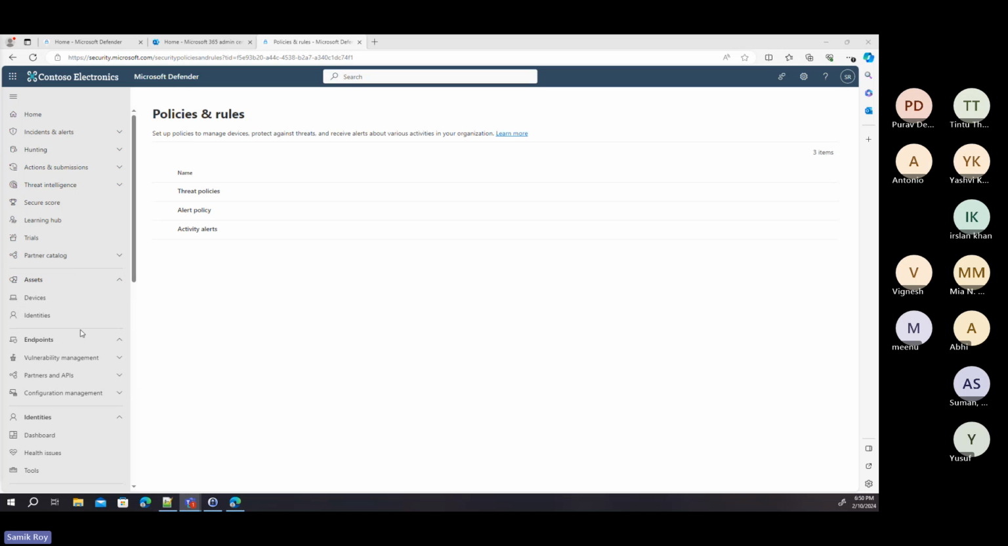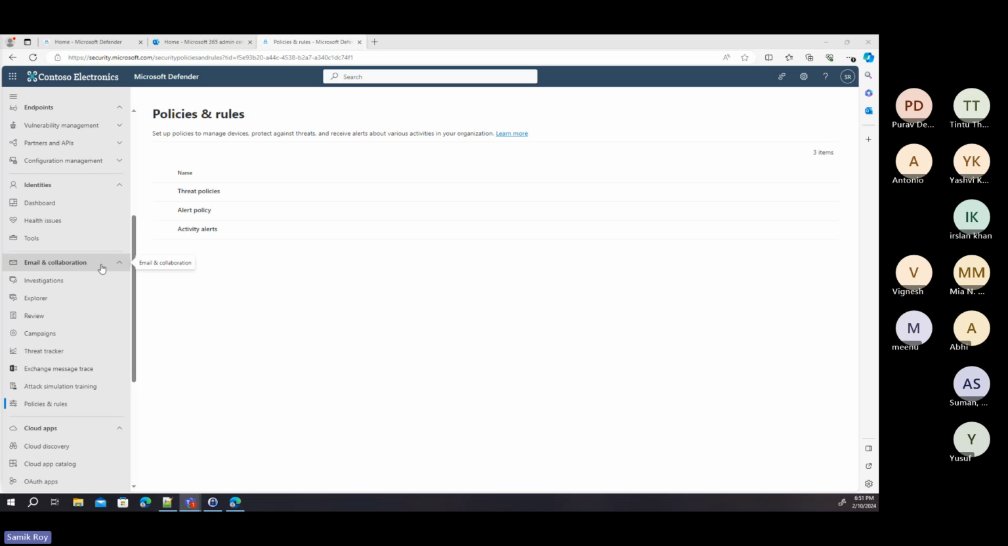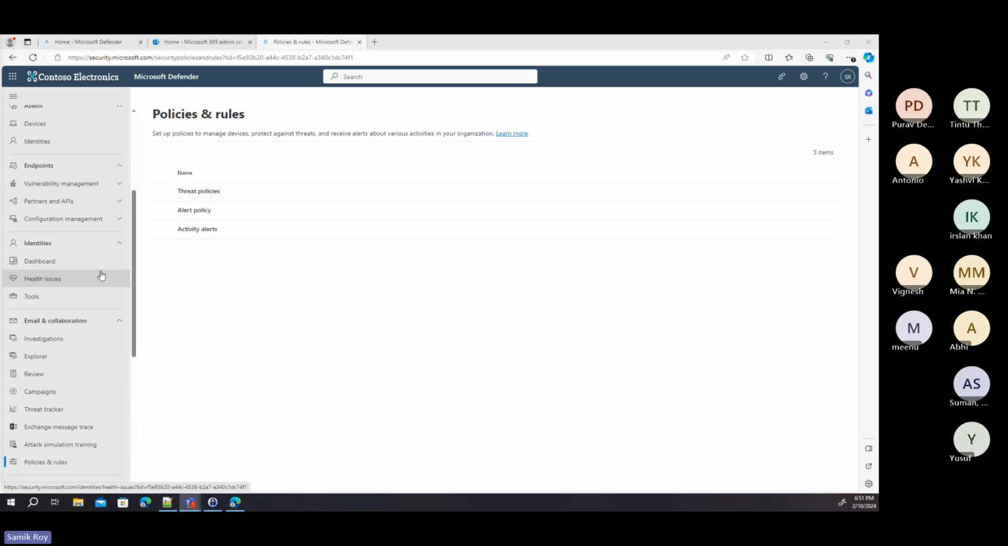So coming back to the same environment here, we talked first about Defender for Office and the email and collaboration section, which helps you get all the policies and investigation, basically all the details around them. Then at the bottom, we have the settings for cloud apps, wherein once we configure cloud apps, we get to see all the details around cloud apps, starting from cloud discovery, looking at policies, looking at governance logs and things like that. Then the next piece is identities.